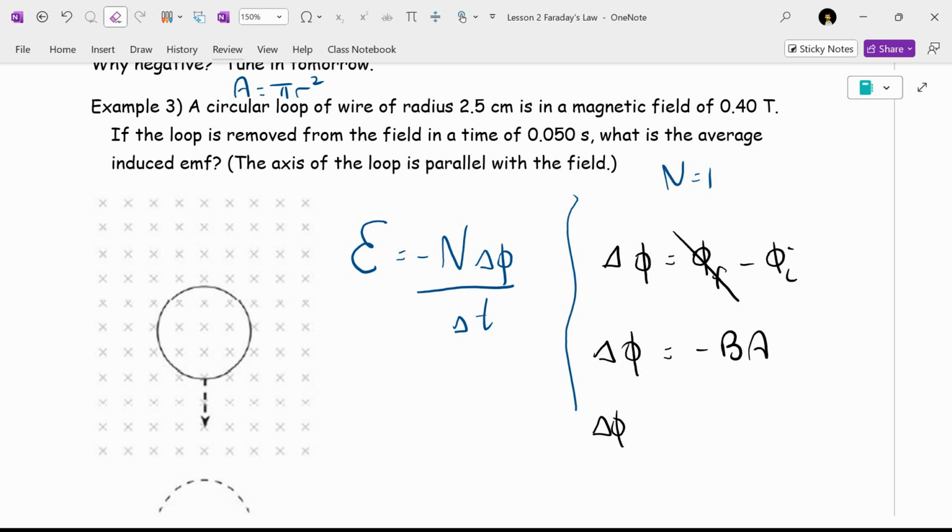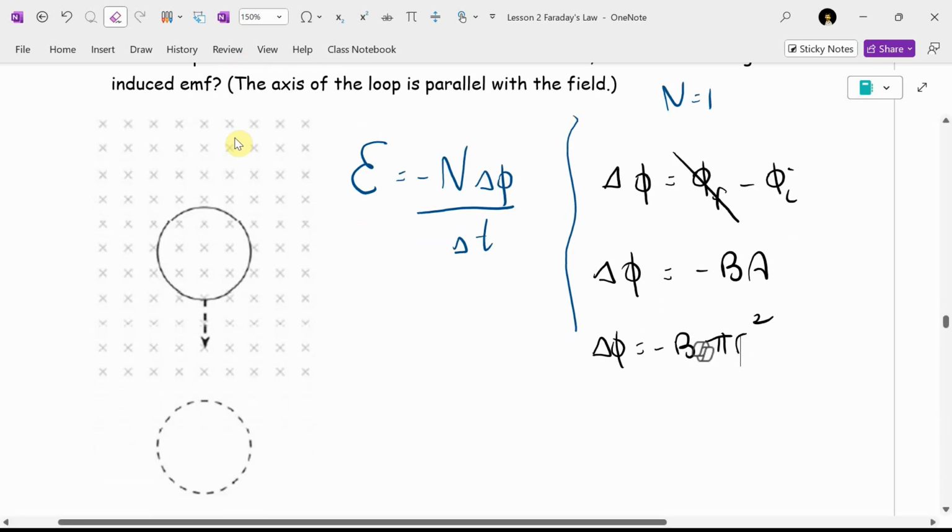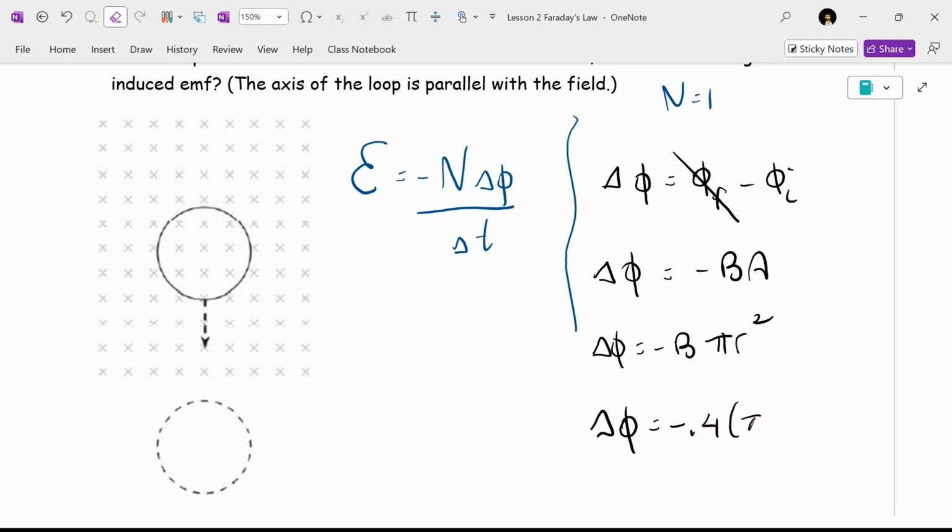The change in flux is going to be negative B, what's A? Pi r squared. I've scrolled down, negative, what's B? Fairly big magnetic field, times pi, times, was it 2.5 centimeters? I'll have to convert that, divide by 100. 0.025. Don't forget the squared.